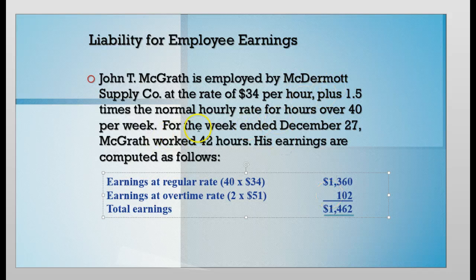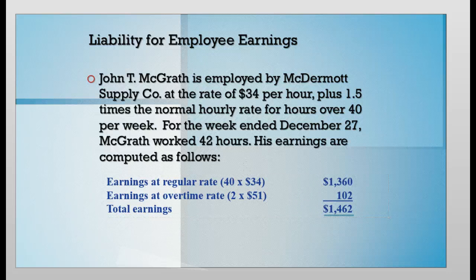Now you have to deal with his overtime. So if you multiply $34 times 1.5, you'll come up with $51. You had 2 hours, right? 2 hours times $51 makes it $102 in overtime pay. So he has a total earnings of $1,462. That is fairly obvious here.